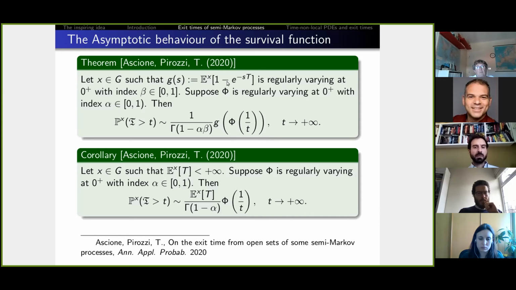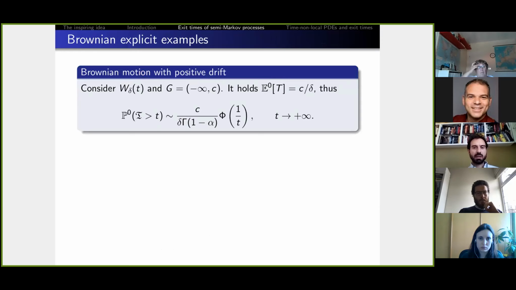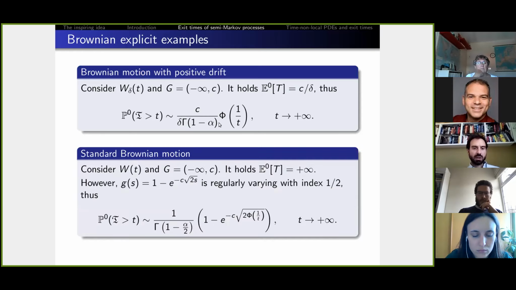Sorry. So some examples. In the Brownian case, if we are time changing the Brownian motion, we have this for any boundary C. This is Brownian motion with drift. If the Brownian motion with drift starts at 0, then we have this behavior of the survival function. For a standard Brownian motion, which has infinite expectation before the time change, the behavior after the time change is given by this quantity, and here appears the effect of the delay. So the function phi is here.